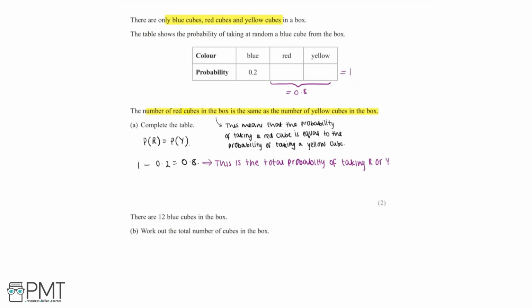Well, now since the probability of taking red is equal to the probability of taking yellow, we can do 0.8 divided by 2, which is equal to 0.4. And so this means that the probability of taking red is equal to 0.4, and the probability of taking yellow is also equal to 0.4, since these probabilities are equal and add up to 0.8.